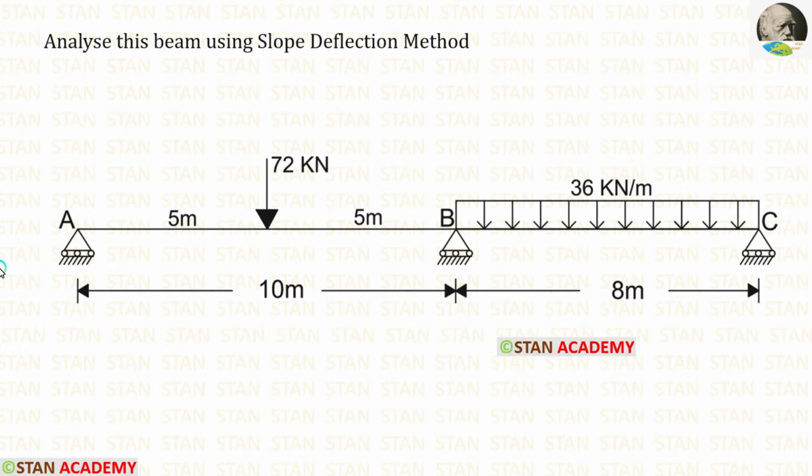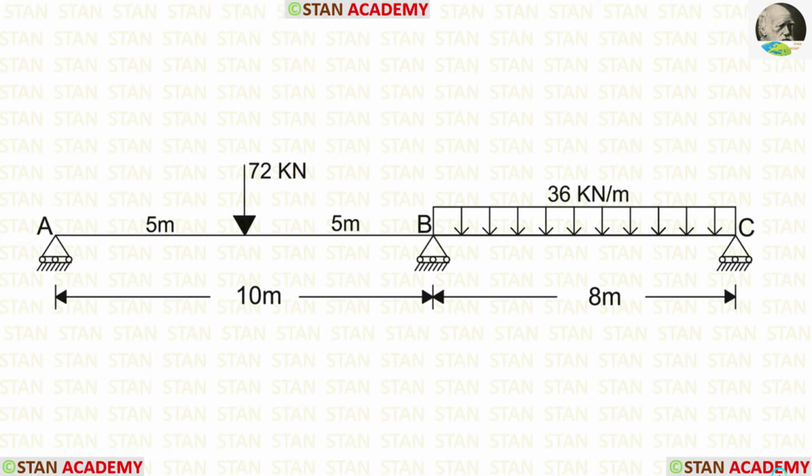We had a brief introduction about slope deflection equations. Now let us start analyzing this beam. In this beam, we are having two spans, span AB and span BC. In the span AB, we are having a point load acting on the center. In the span BC, we are having uniformly distributed load acting for the full span.